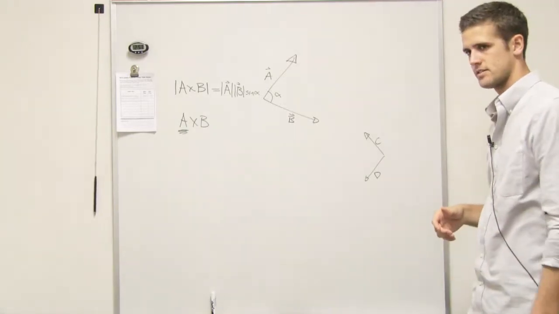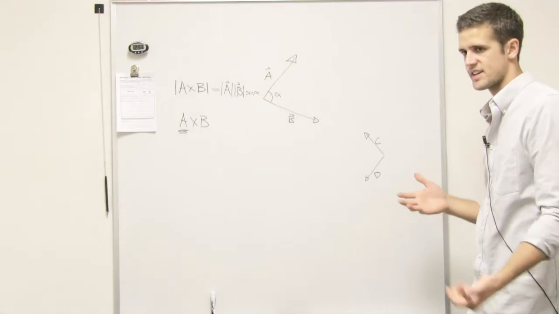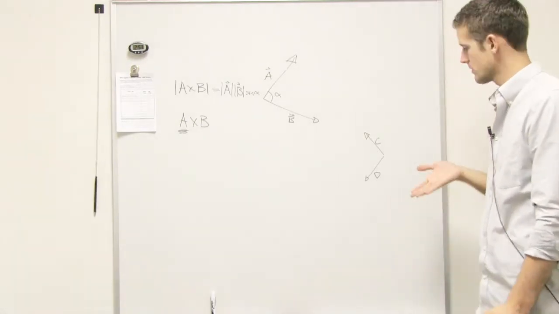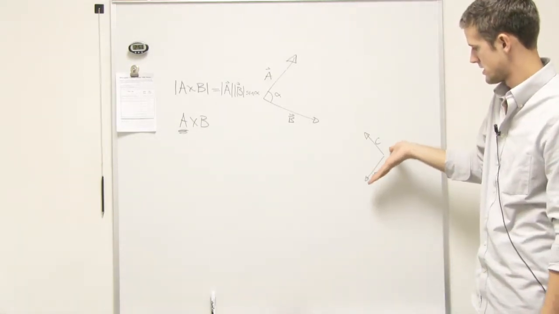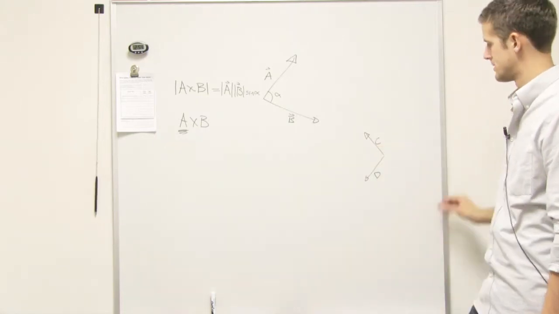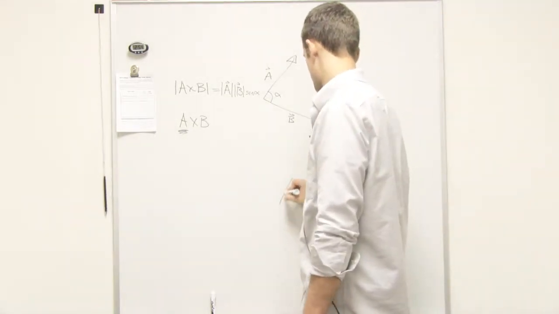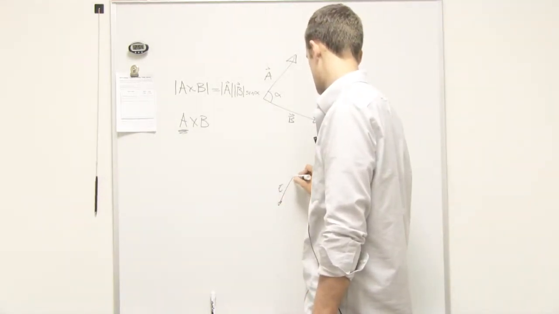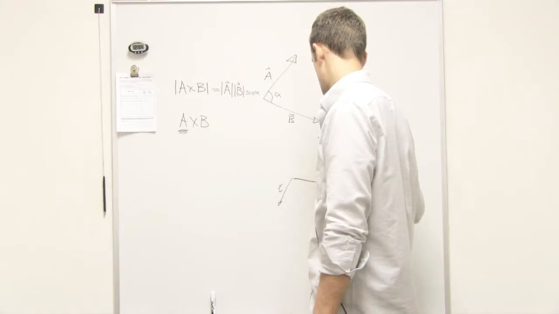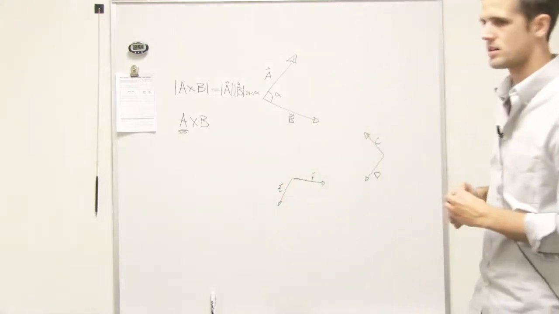D cross C? It's just negative. It's the opposite. How would you put your hand though? You put it this way. Okay. Then you could even have E, F. What would E cross F be?